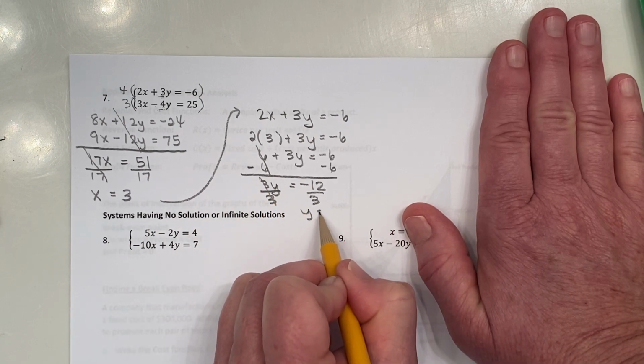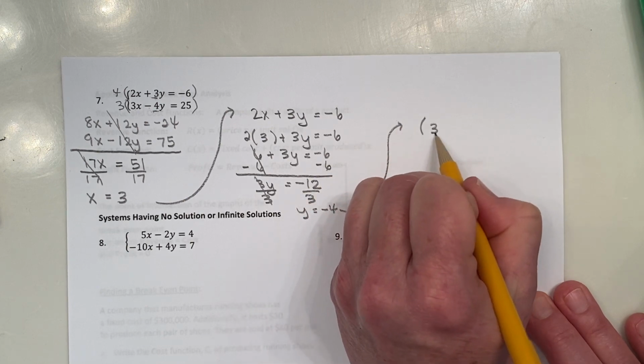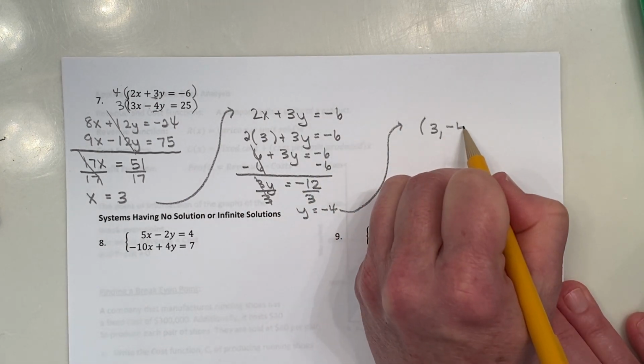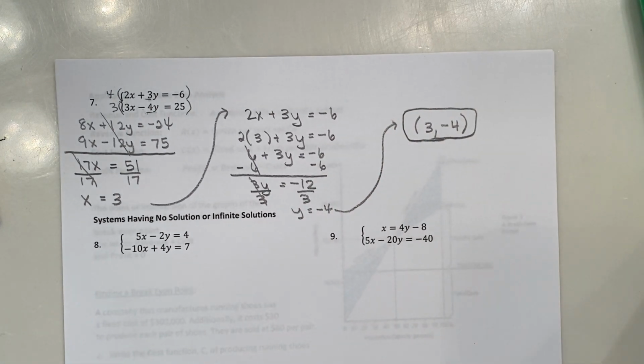So it looks like y is going to be negative 4. So we have one solution, the ordered pair 3, negative 4. Again, this is going to represent, with one intersection of two lines, a consistent independent situation. Okay, let's go back to number 5.